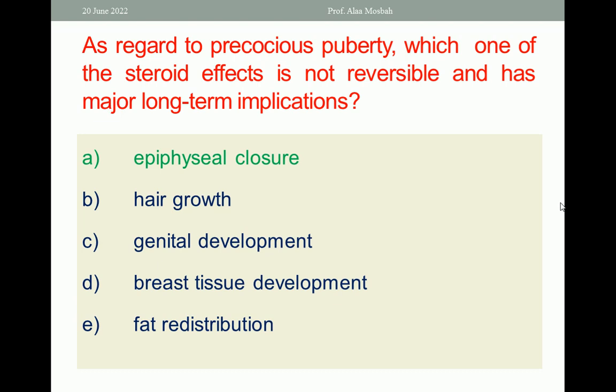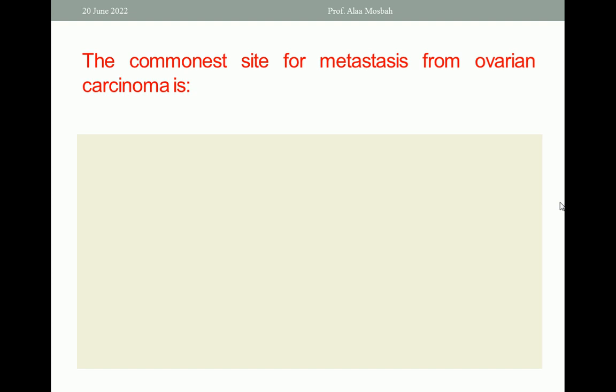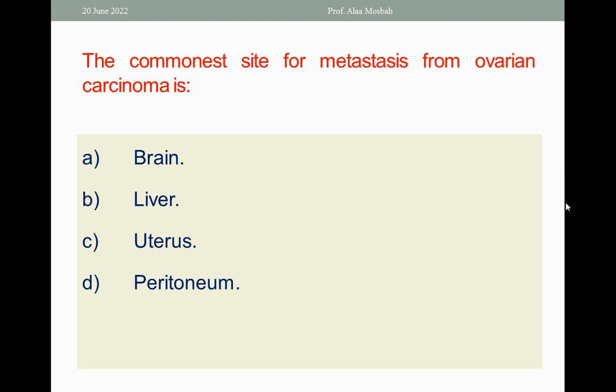Okay, let us go to the next. The commonest site for metastasis from ovarian carcinoma is: A. Brain, B. Liver, C. Uterus, D. Peritoneum, E. Bone. Please choose the one best response. The one best response here is peritoneum. Okay?